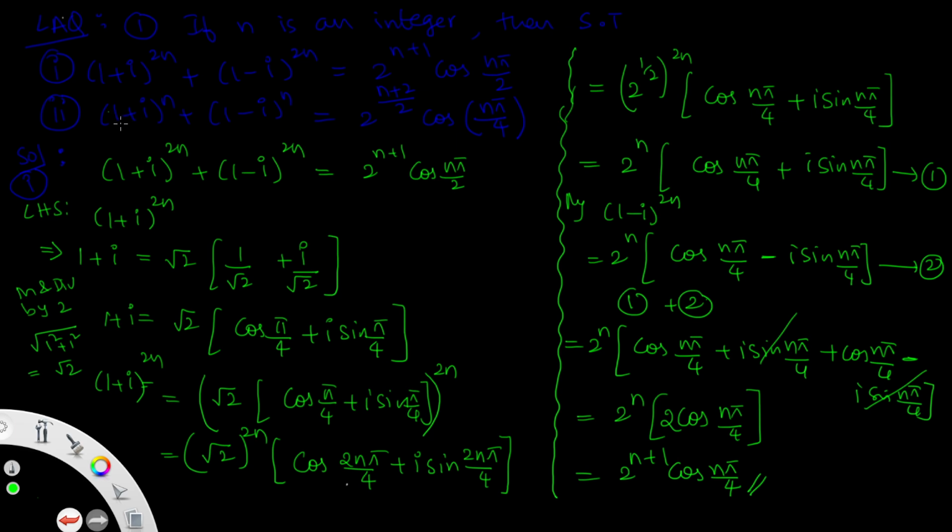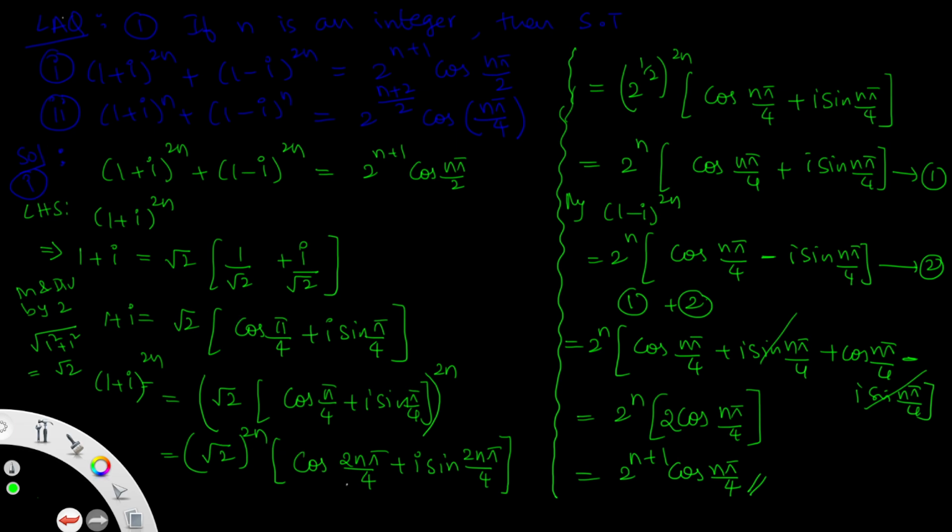The total terms will be the same thing. Here the power is 2n, and now it is just n, so rewrite it as n here. That's all. The 2 cancels, so n by 2 will come. Again 2 to the power of the same thing plus 1, that is 2 to the power of n plus 2 by 2 into cos n pi by 4. There is no small difference.